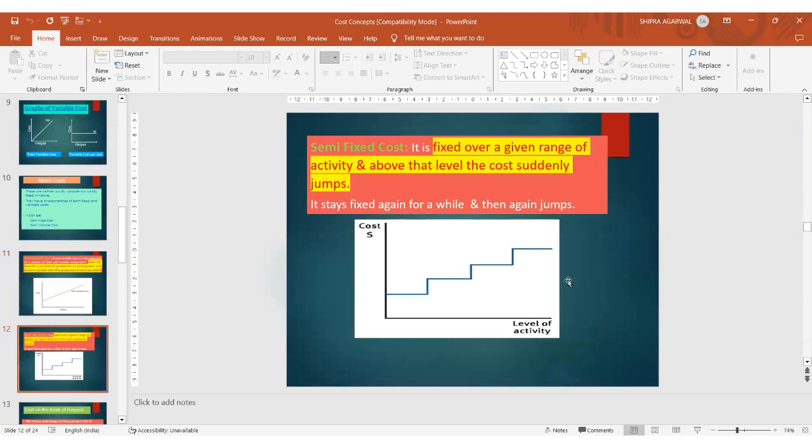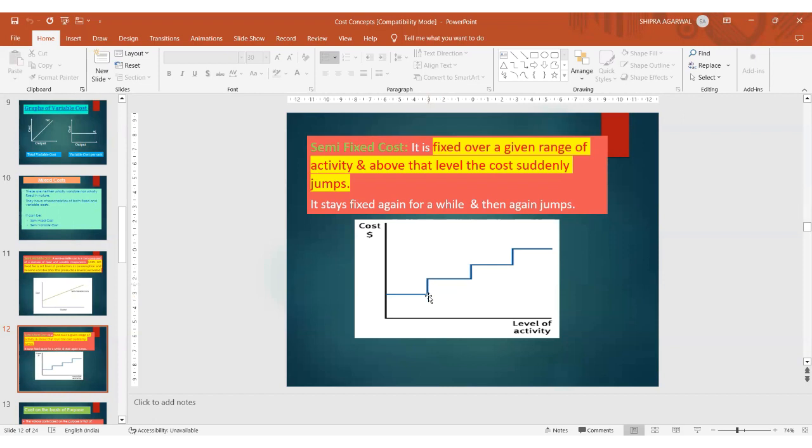Next can be semi-fixed cost. Semi-fixed cost is fixed over a given range of activity, and above that level, the cost will suddenly jump. Then again, it will remain the same over a given level of activity. Then further any increase, again, it will jump. So in this case, suppose again, a hospital, right? And I keep, say for example, one nurse for every 10 patients. So if I have one patient or I have 10 patients, I just need one nurse, right? But the moment my number of patients increases from 10 to 11, then in that case, I need one additional nurse.